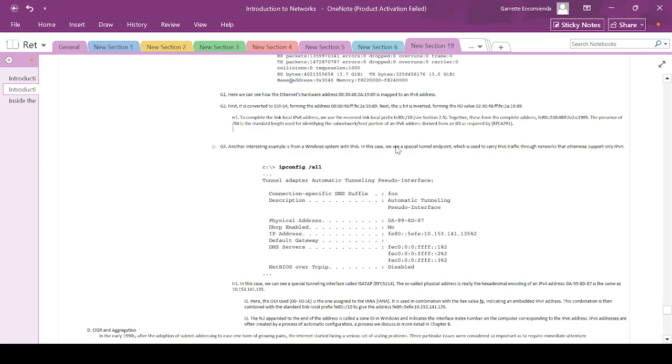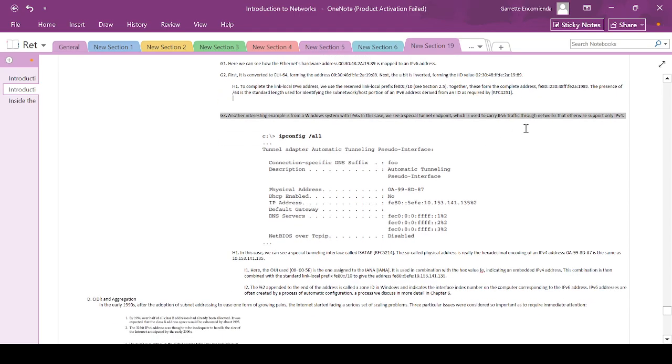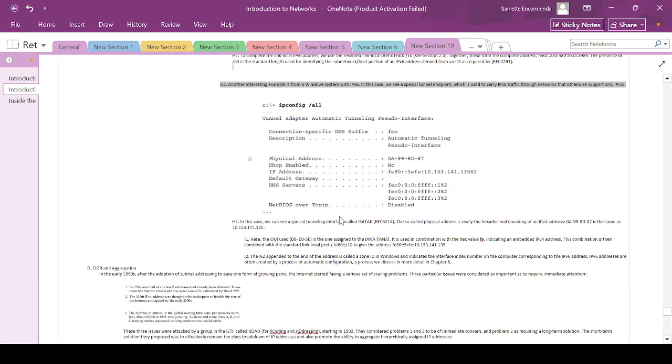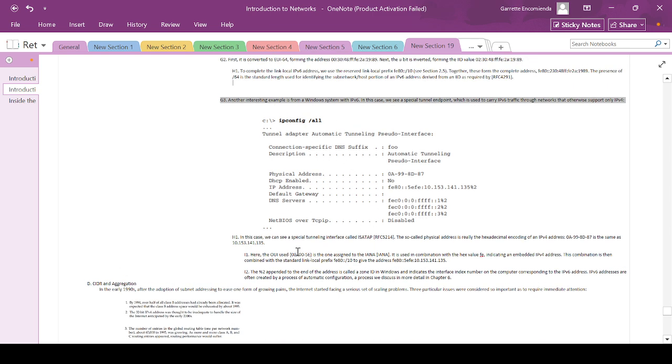Another interesting example is from a Windows system with IPv6. In this case, we see a special tunnel endpoint which is used to carry IPv6 traffic through networks that otherwise support only IPv4. So it's kind of like converting the IPv6 to IPv4 again. So it's in a Windows system.